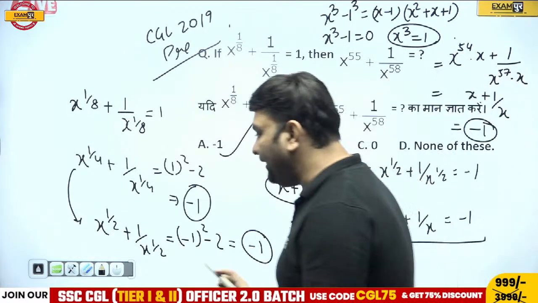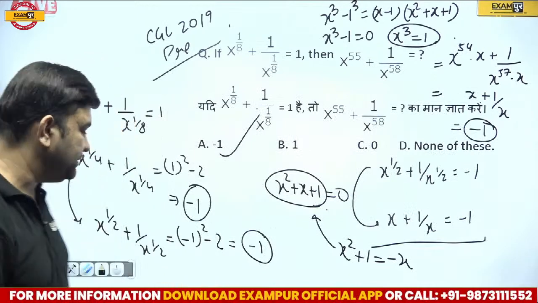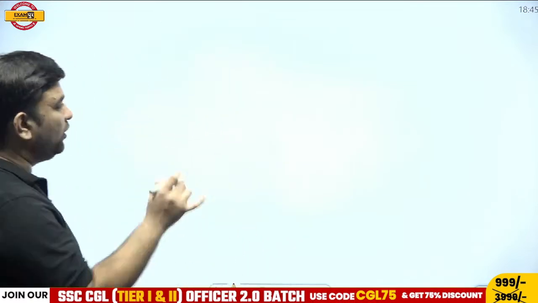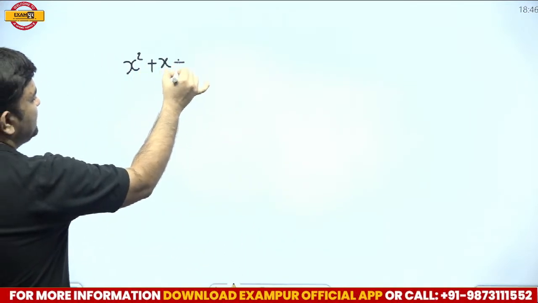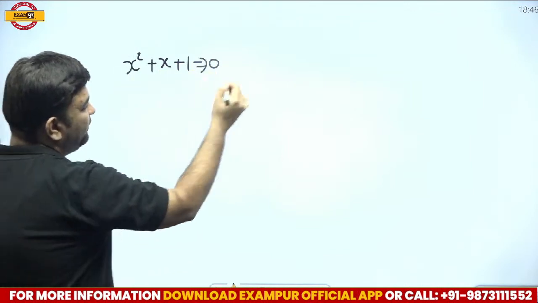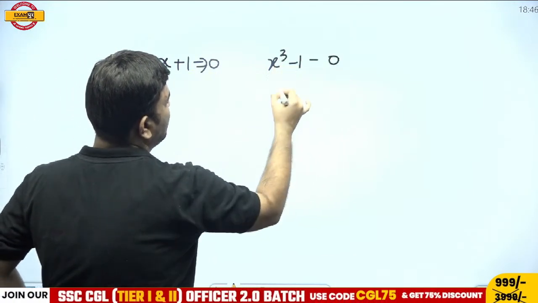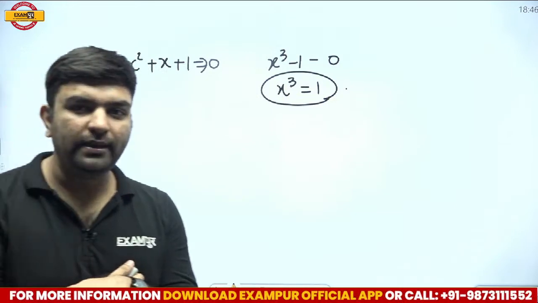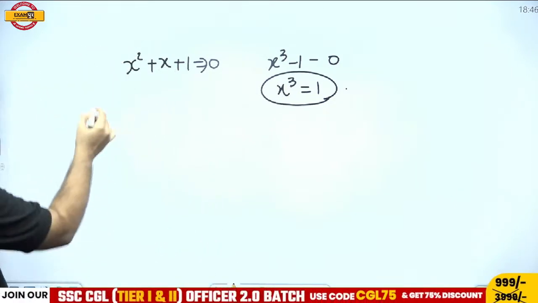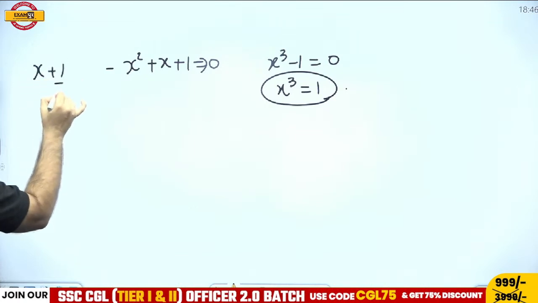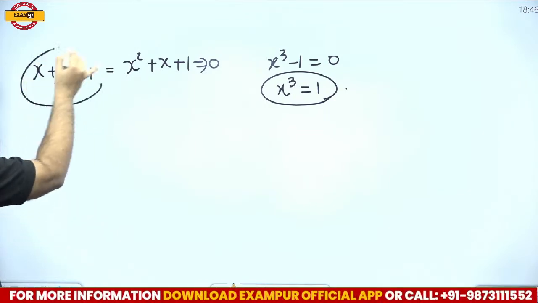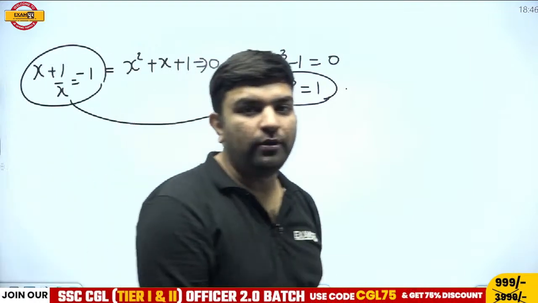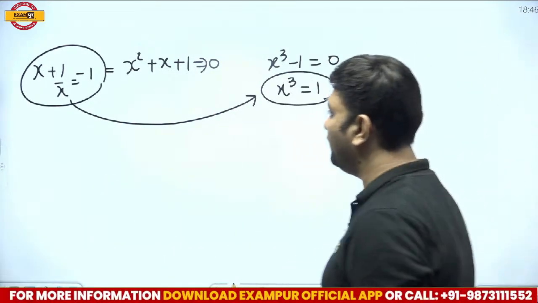You will always identify some situations. Some situations are very important. One of the situations is x square plus x plus 1 is 0. This is a situation of x cube minus 1 is 0, or you can say x cube is 1. So from where has this situation come? x plus 1 upon x is minus 1. This says x cube is 1.